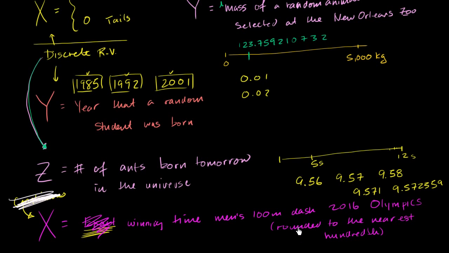Well, now we can actually count the values that this random variable can take on. It might be 9.56. It could be 9.57. It could be 9.58. We can actually list them. So in this case, when we rounded to the nearest hundredths, we can actually list the values. We are now dealing with a discrete random variable. Anyway, I'll let you go there. Hopefully this gives you a sense of the distinction between discrete and continuous random variables.